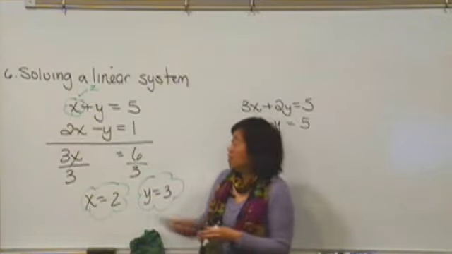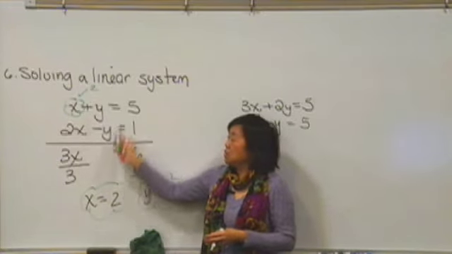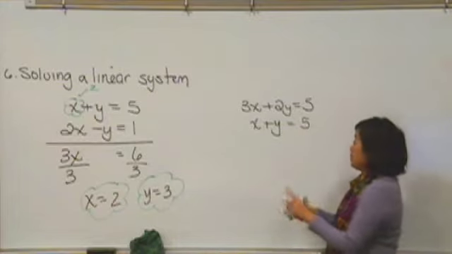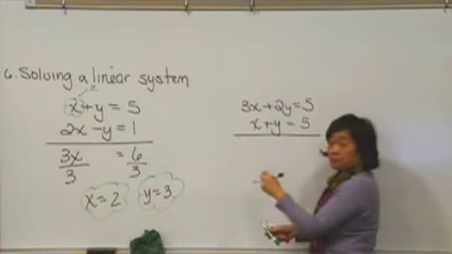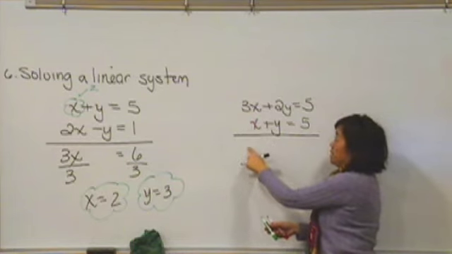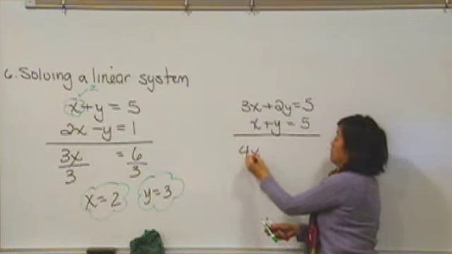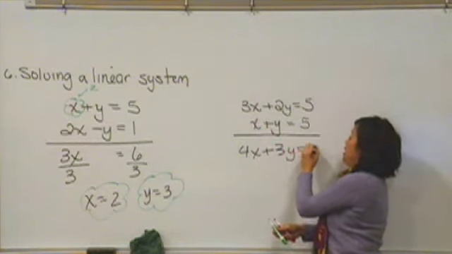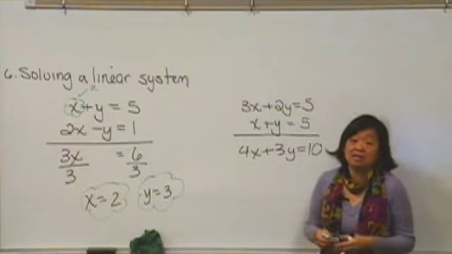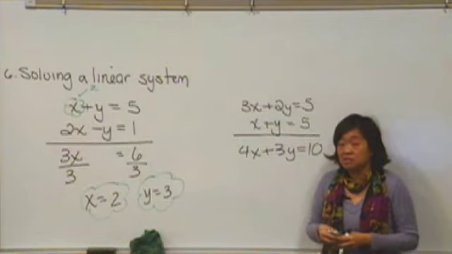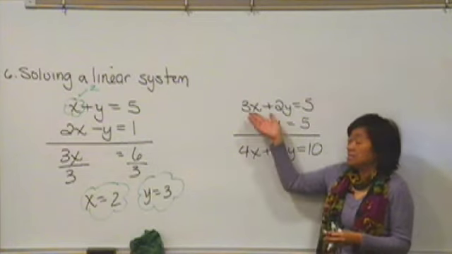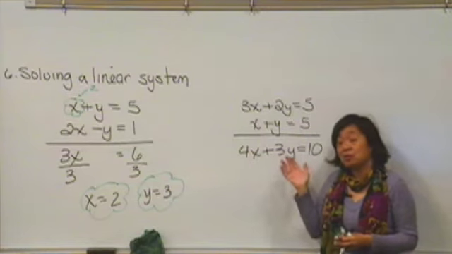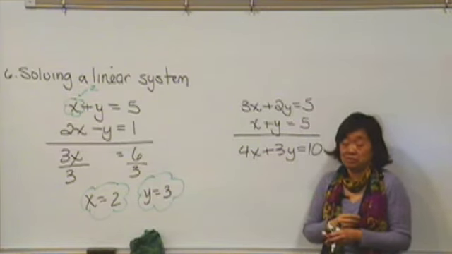Slight problem. On this one, we added them together. The y's were eliminated, which was great. In this next example, which is slightly harder, if we were to add them together right now, I would get 3x and x, 4x, and 2y plus y, 3y equals 10, and now I'm still stuck. I haven't made any progress in solving the system. Why? Because when I added them together, I still had both variables left. So I have yet a third equation, and I'm not anywhere closer to a solution.